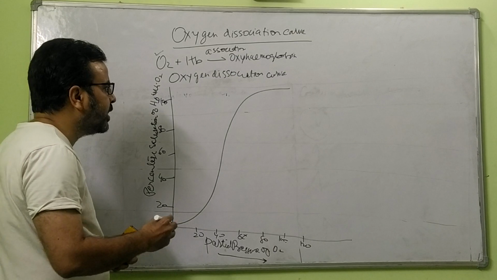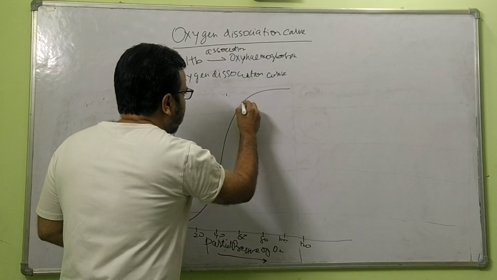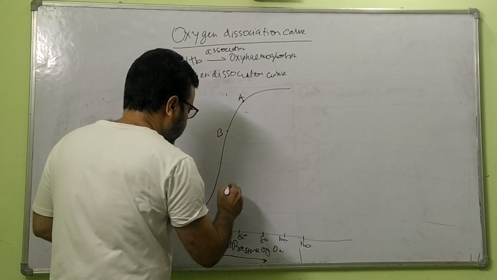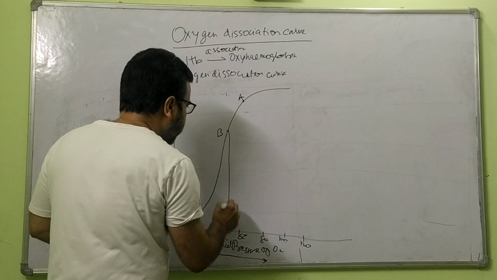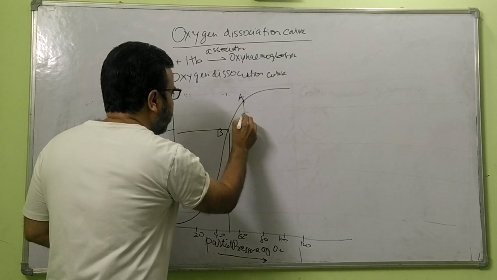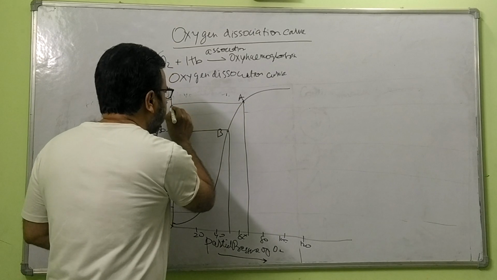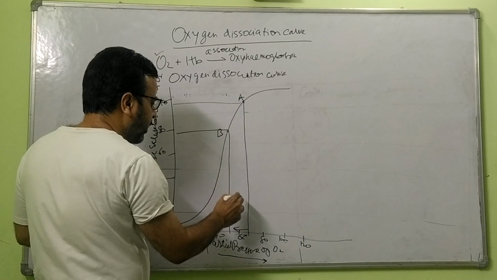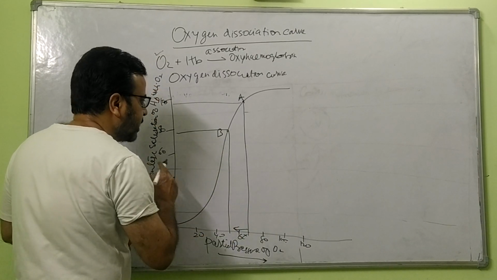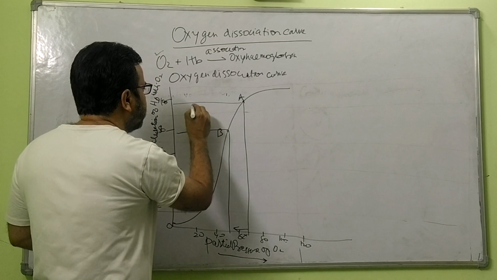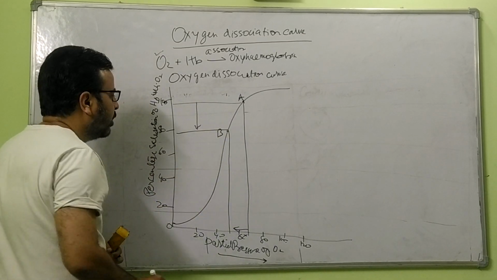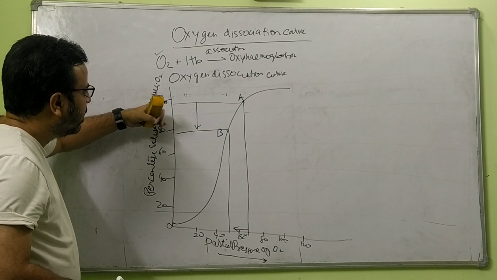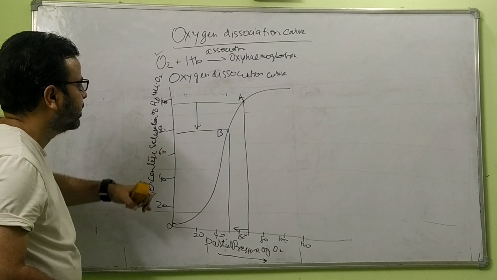So we can draw 2 points here, point A here and point B here, and extrapolate at these 2 points. What we can see here, as we go from A to B, the partial pressure of oxygen decreases, and on the y-axis that leads to the dissociation or lesser saturation percentage of oxygen.